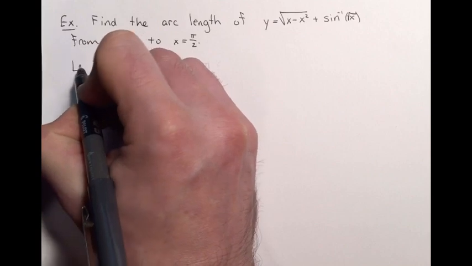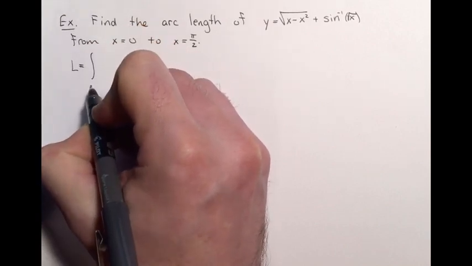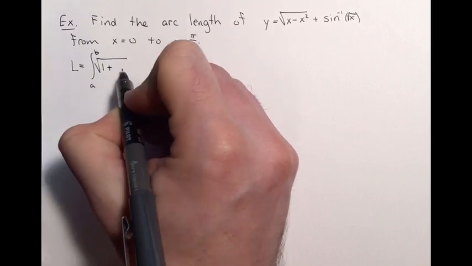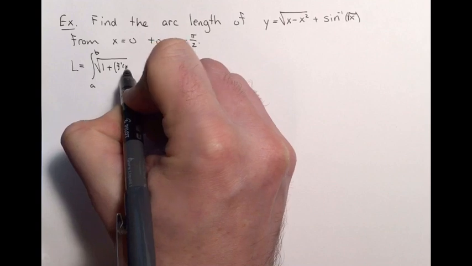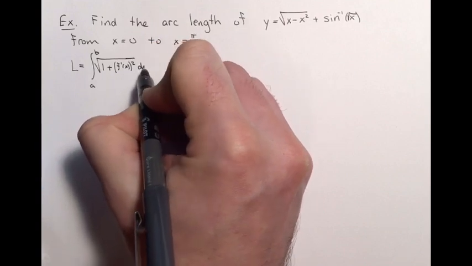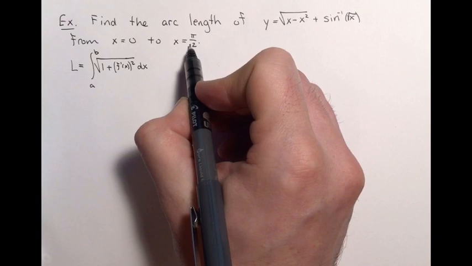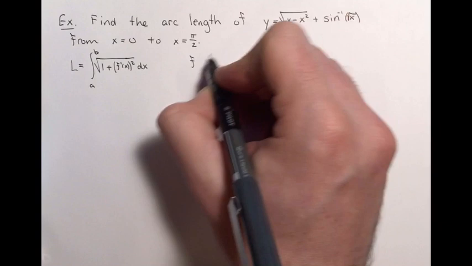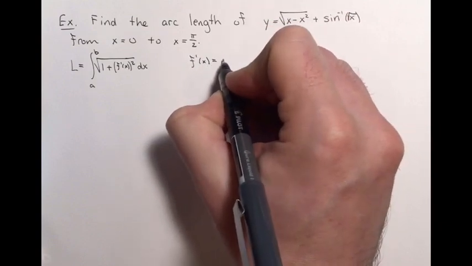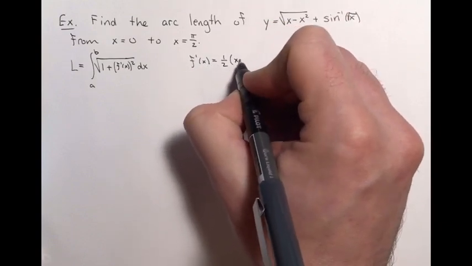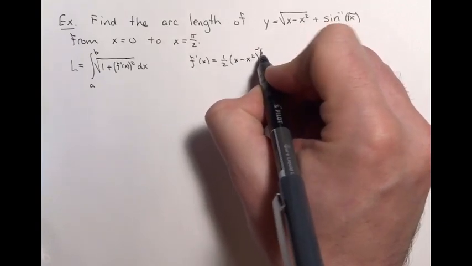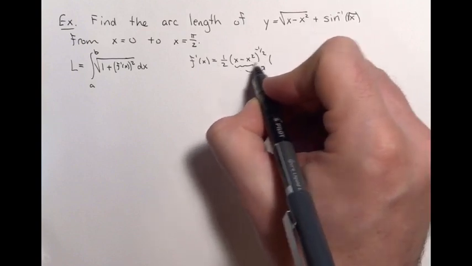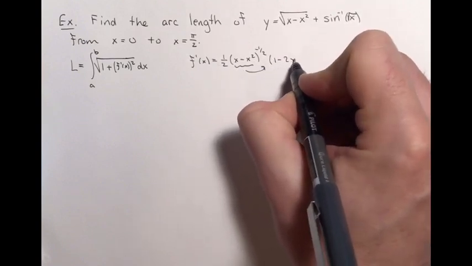So remembering our arc length formula, we have the integral from a to b, square root of 1 plus our derivative squared. So we know a to b, and all we have to do now is find our derivative. So this is f of x, f prime of x. We'll do a little bit of a chain rule. So we have 1/2 times x minus x squared to the negative 1/2. So then we do our chain rule. The derivative of x minus x squared will be 1 minus 2x.